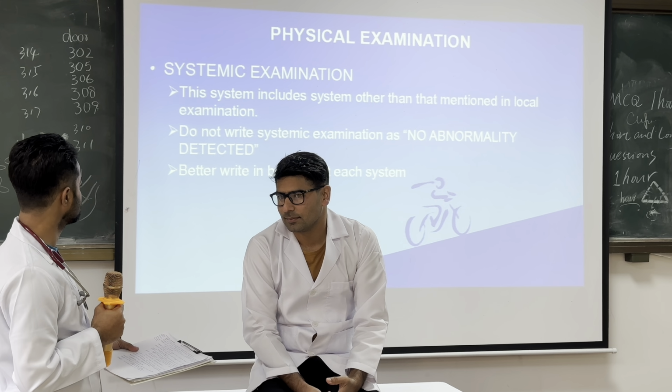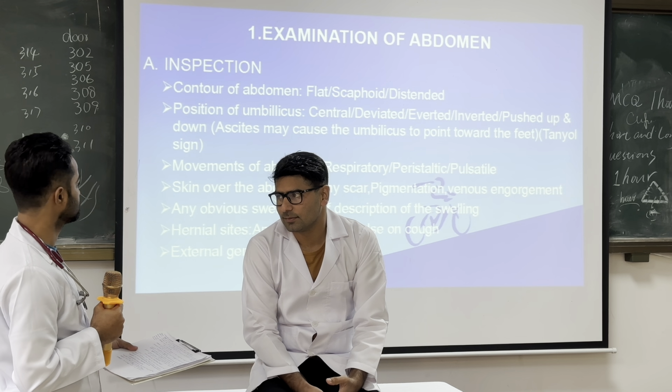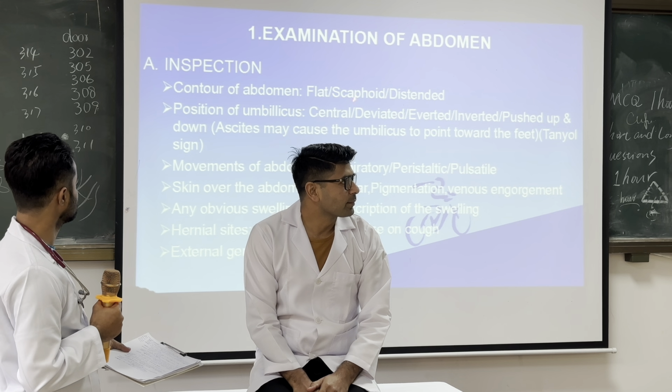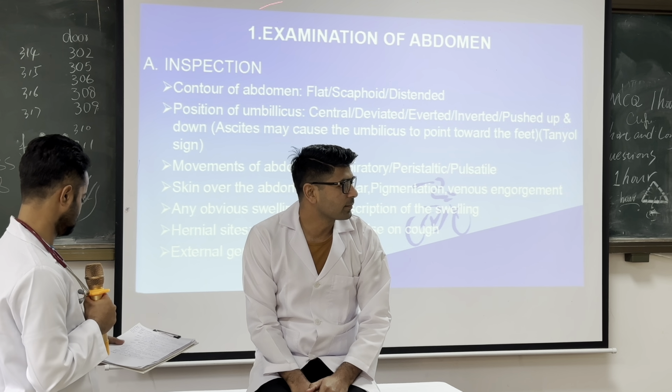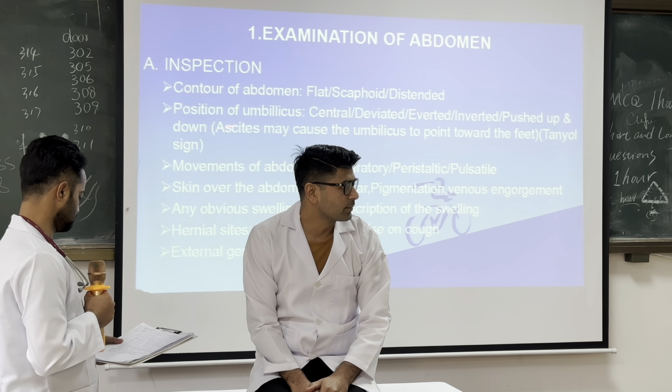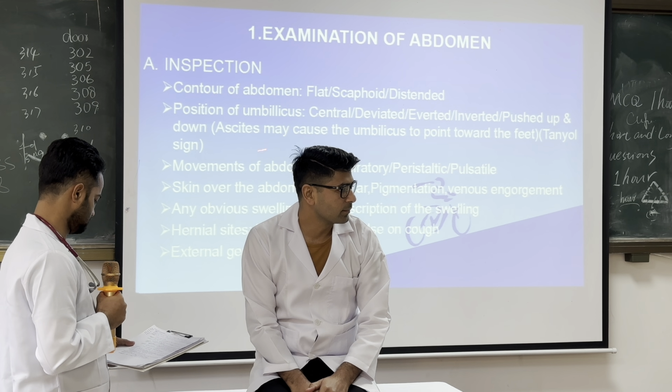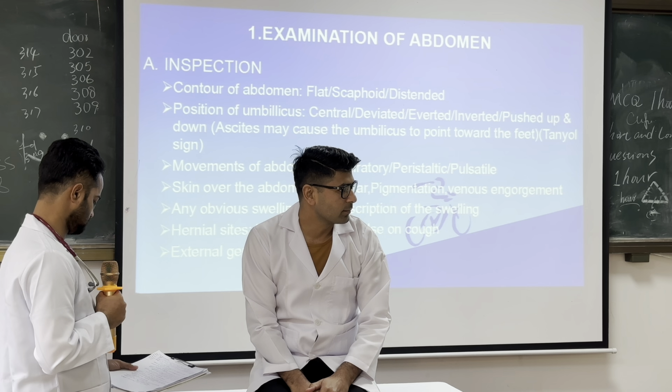Better write in brief about each system. Inspection. In inspection, first we will see the contour of abdomen. Is there a flat, scaphoid or distended abdomen or not? Position of umbilicus: is it central, deviated, everted, inverted, pushed up or down? Ascites. If there is ascites, it may cause the umbilicus to point toward the feet. That is the Tanyol sign.